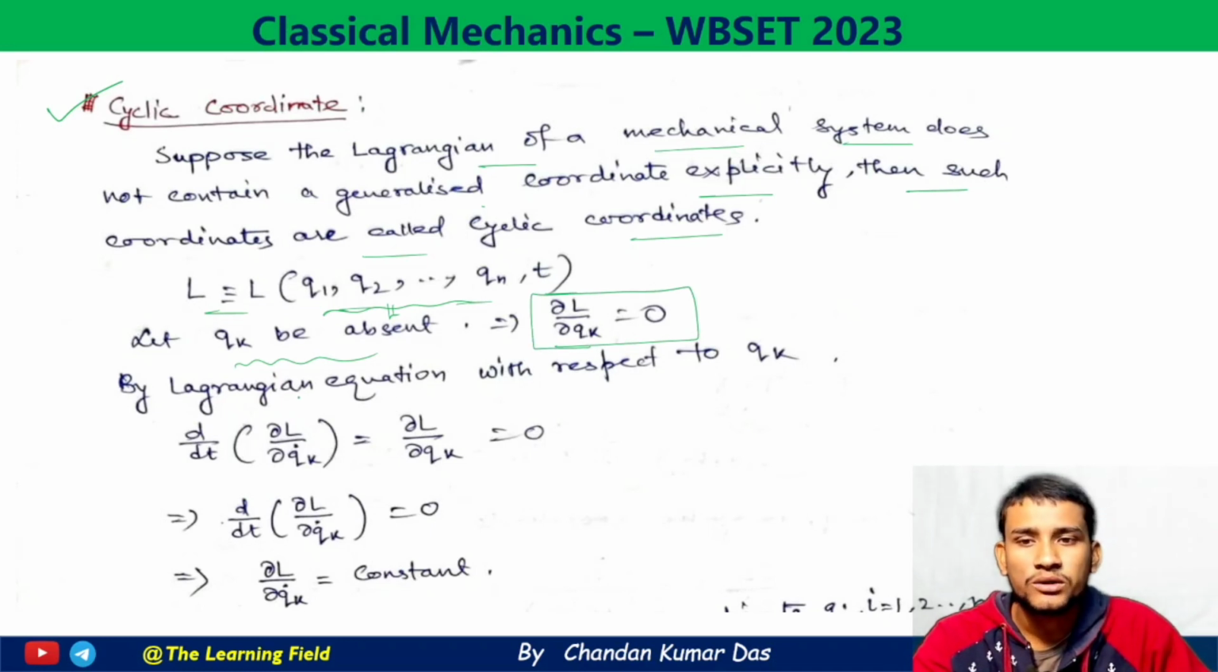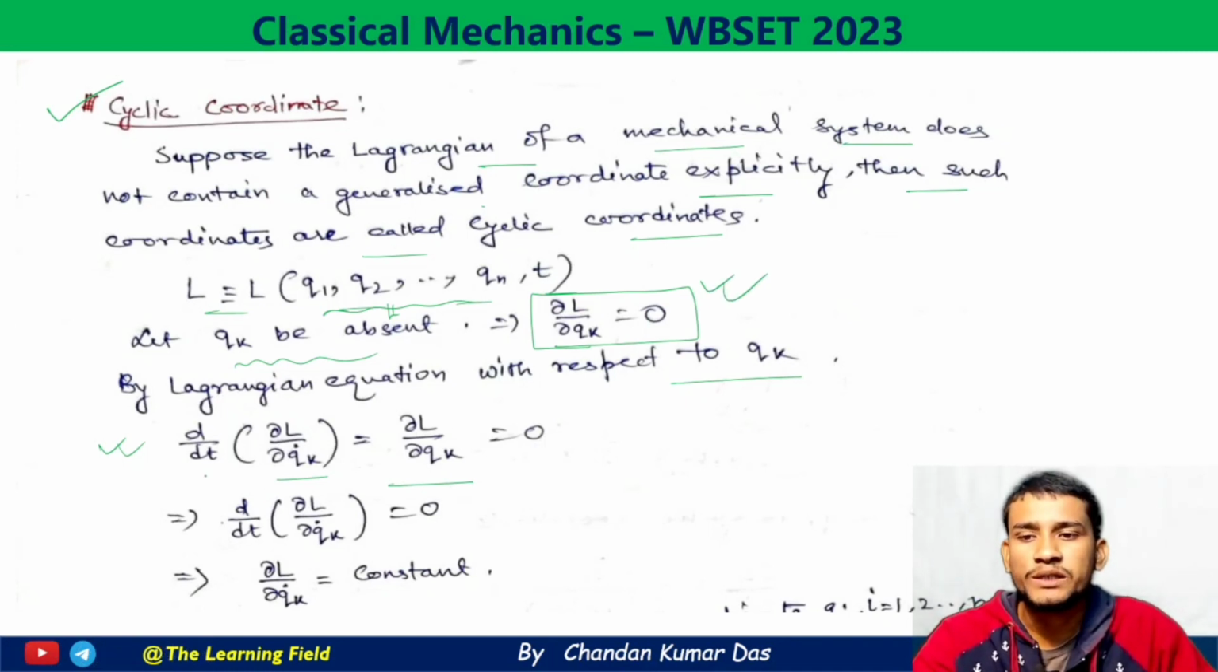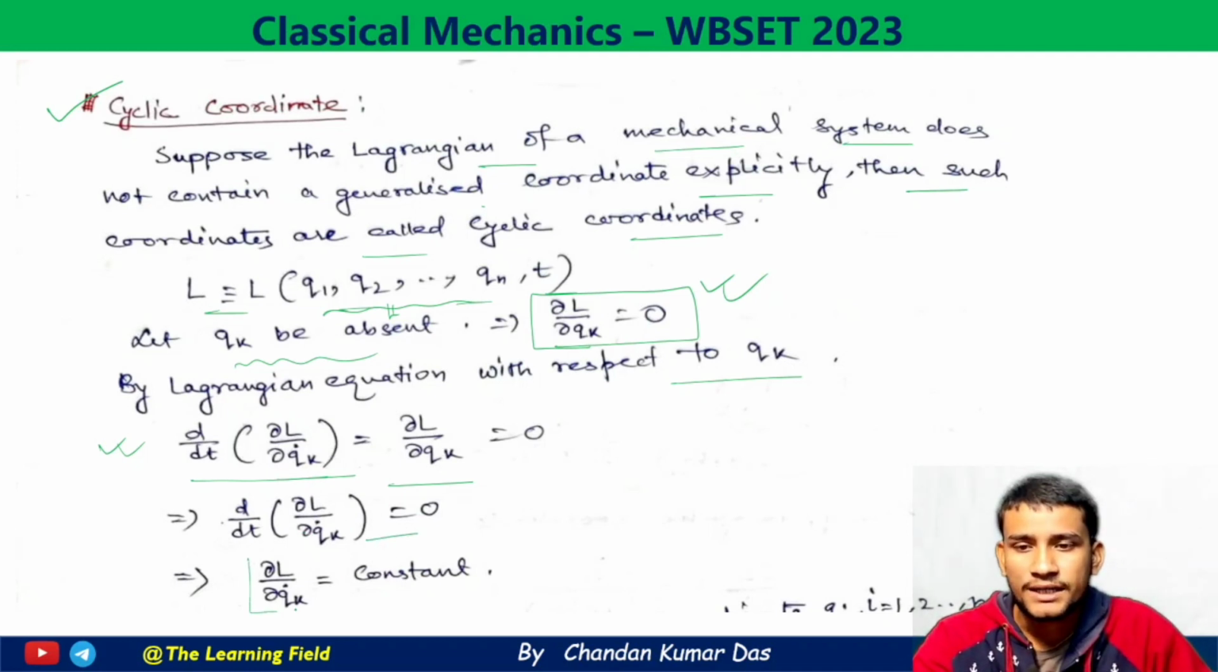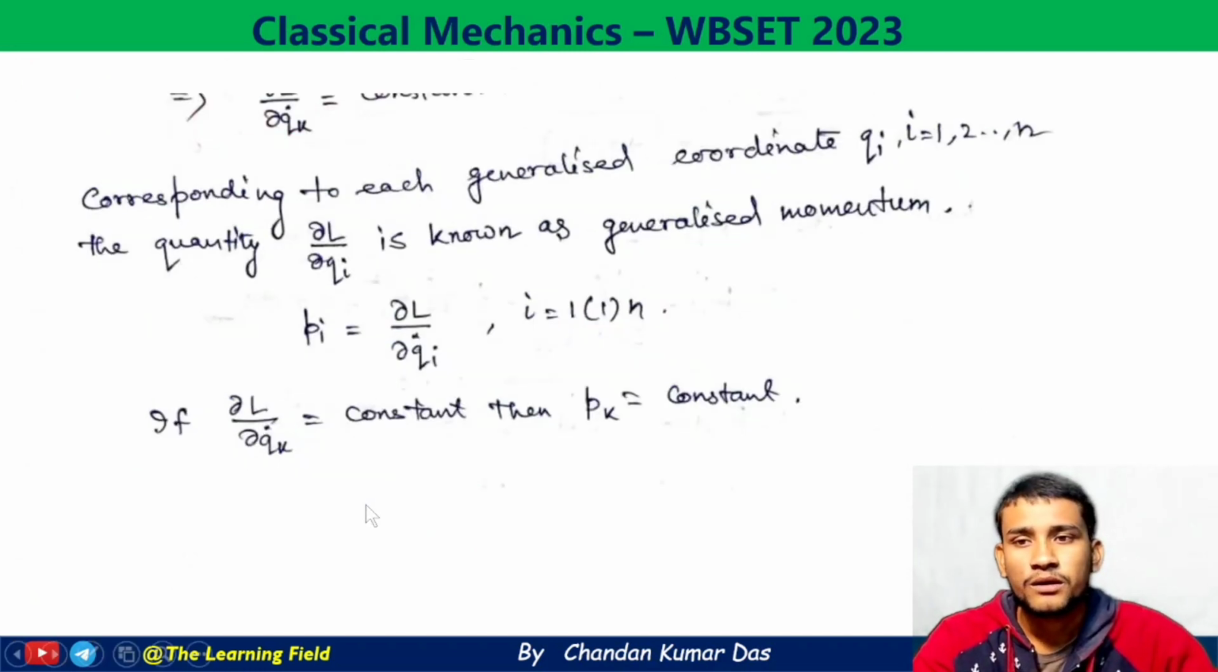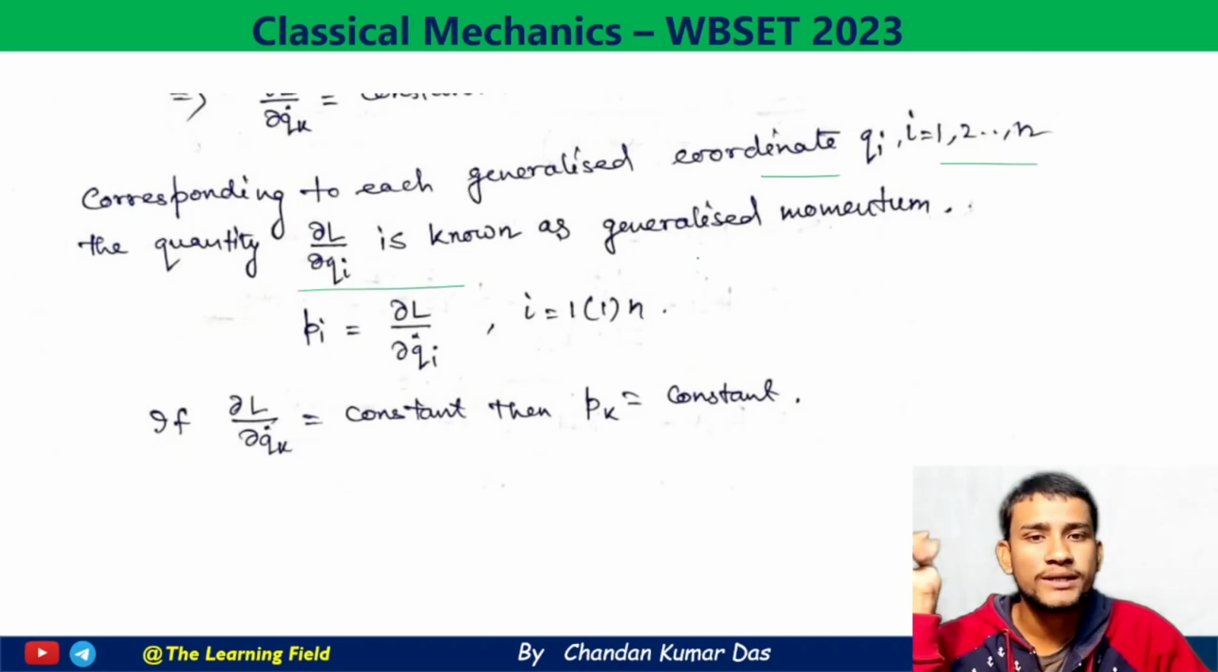Okay, so by the Lagrange equation with respect to qk, which we already saw, d/dt of del L/del qk dot minus del L/del qk is equal to 0. Since del L/del qk equal to 0, that means d/dt of del L/del qk dot is also equal to 0. This implies del L/del qk dot equal to constant. So this is the condition in case qk is a cyclic coordinate. Now corresponding to each generalized coordinate qi, i equal to 1 to n, the quantity del L/del qi dot is known as the generalized momentum.